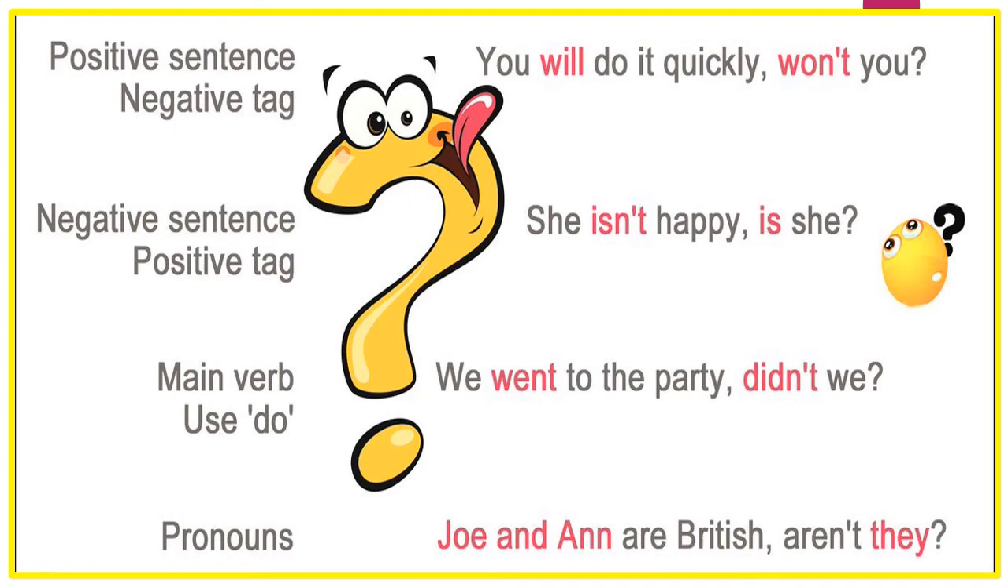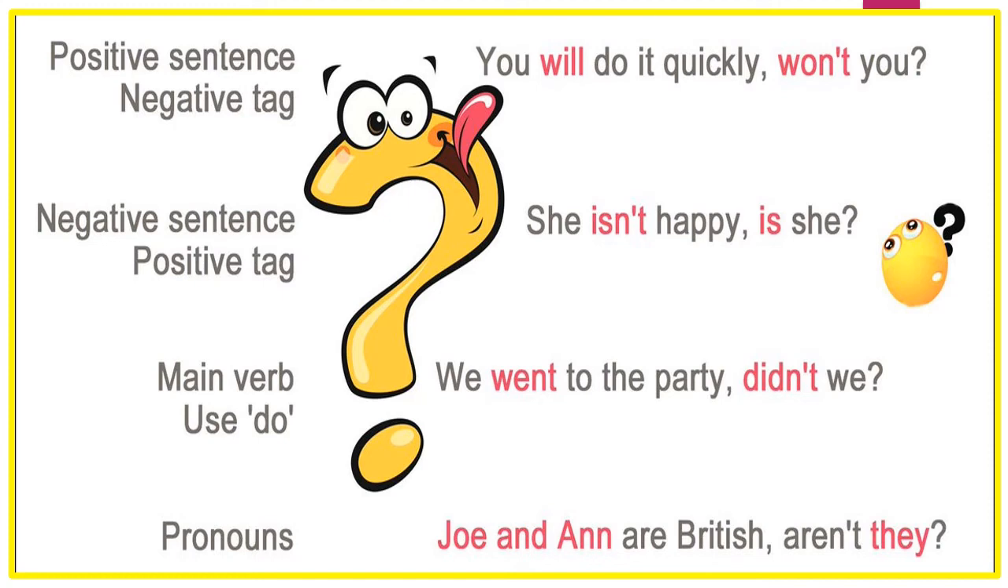Take did from there. Then see whether the sentence is positive or negative. Yes, the sentence is positive. So make the tag negative by adding n't to the auxiliary. Didn't. What is the subject? We is the subject. So what's the tag? Didn't we? So we went to the party. What's the tag? Didn't we?